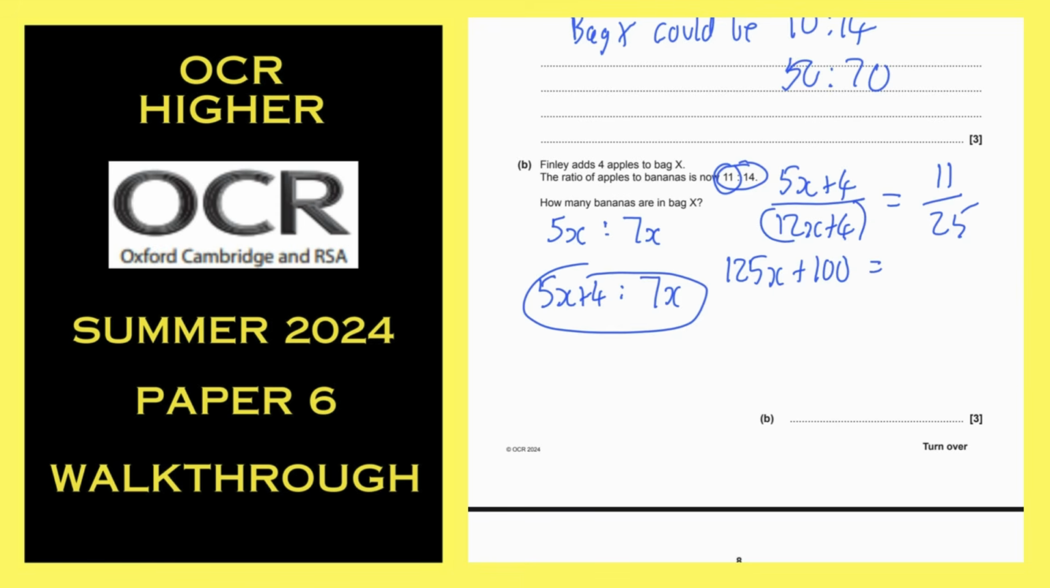Let's take that up to the top and expand it by 11. 132x, 11 fours are 44. We are going to subtract 125x from both sides and 44 from both sides. You could work out, therefore, that x is 8. But we don't care. How many bananas are in bag X? 7x, which is worth 56. I know that that weighs a bit longer, but it always works.